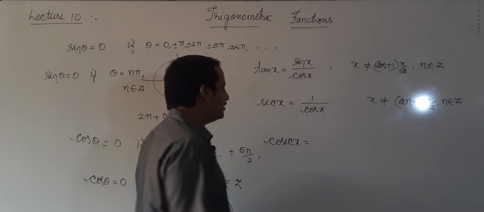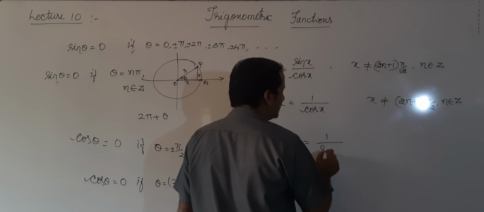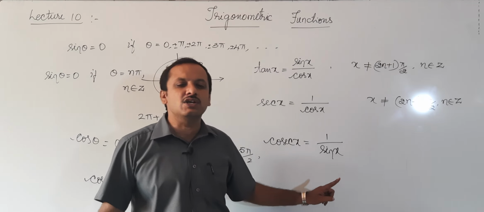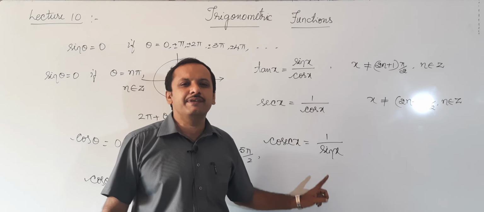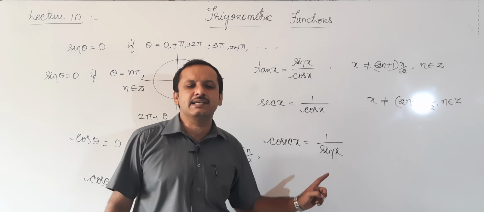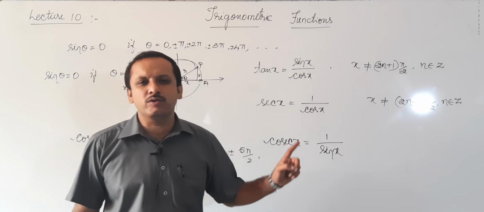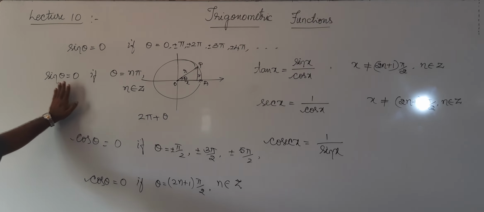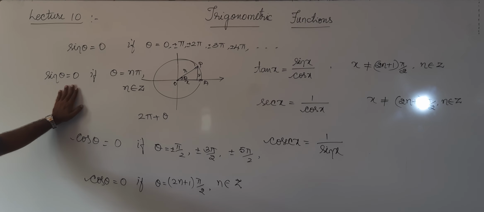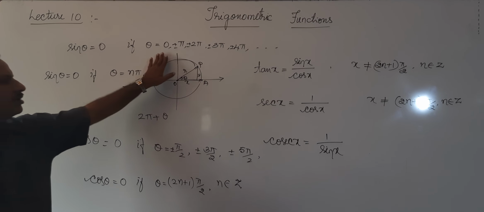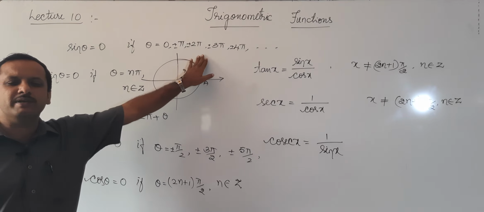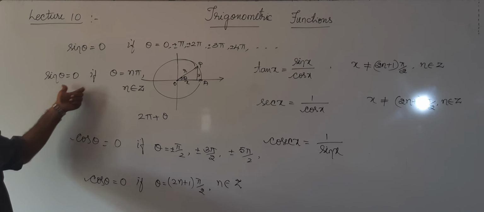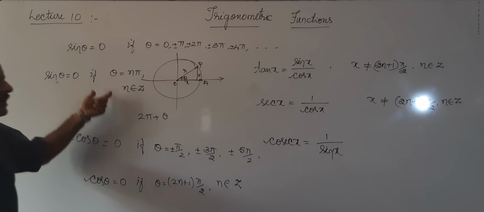Cosecant x is equal to 1 by sin x. Again here we have to take care that denominator is non-zero. Denominator will be 0 when x is equal to 0 or pi or 2 pi or 3 pi, etc. See, when sin theta will become 0? Sin theta will become 0 if theta is equal to 0 or plus or minus pi, plus or minus 2 pi, plus or minus 3 pi, etc. Or in general, sin theta is 0 whenever theta is equal to n pi.